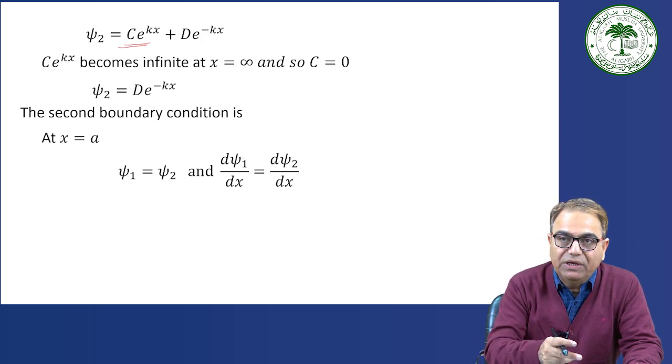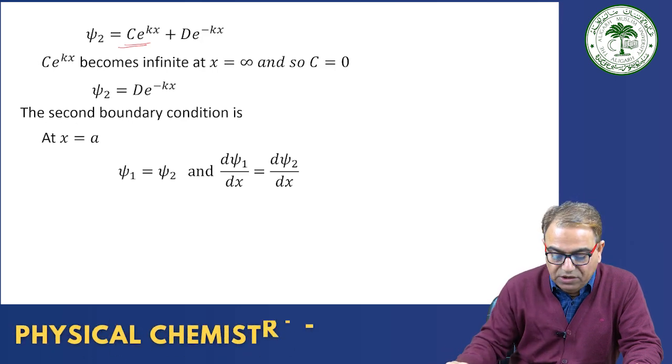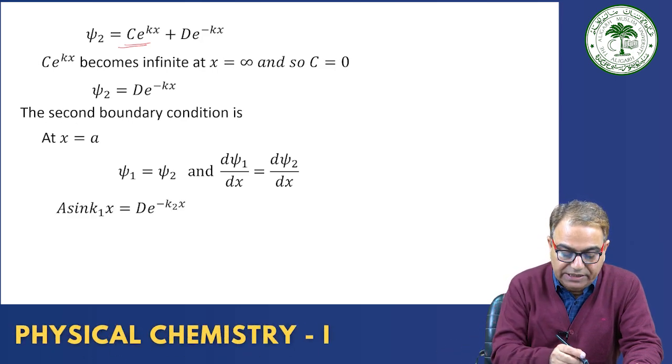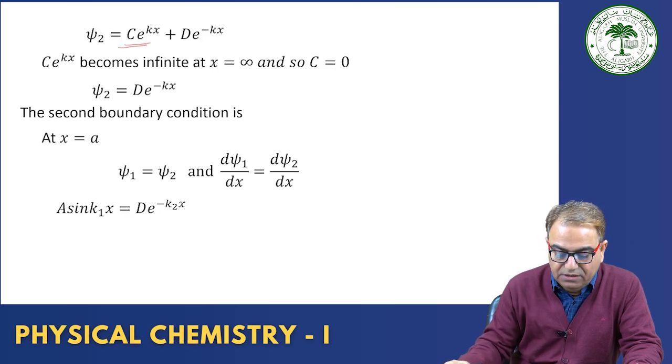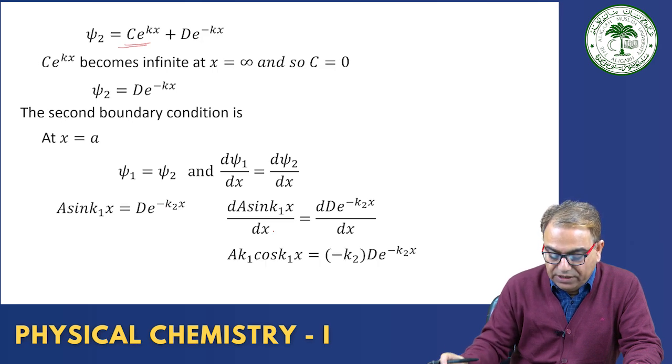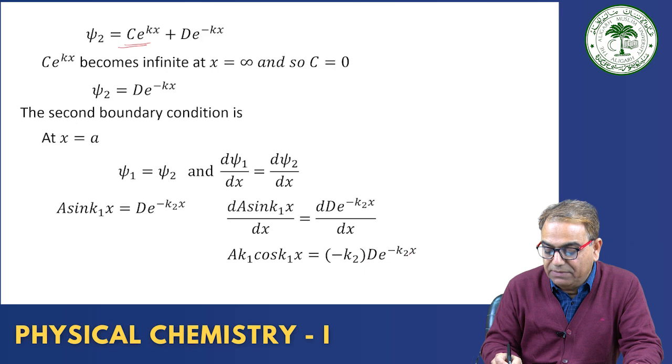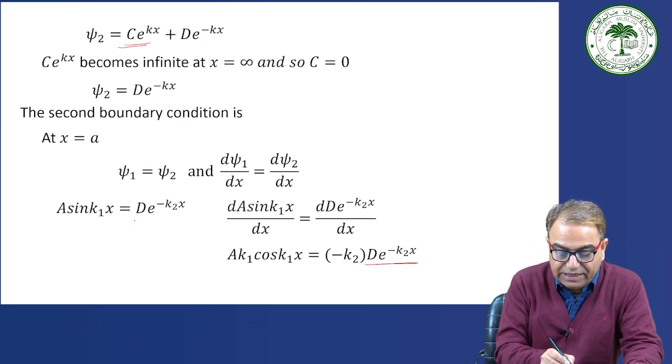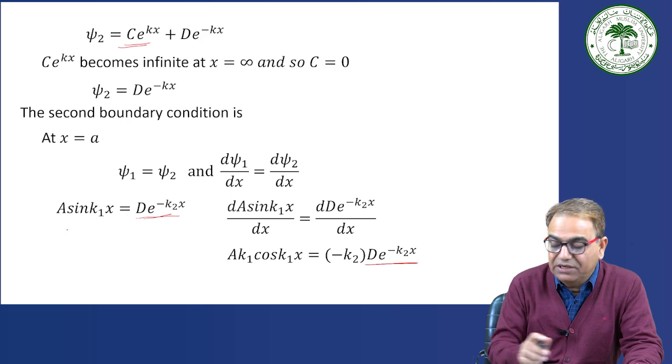Now you have the psi 1 value and you have the psi 2 value. Psi 1 value is a sin kx and psi 2 value is d exponential minus kx. So if you put these values, you can write a sin k1x equals d exponential minus k2x. Okay. And if you differentiate these functions, then what do you get? You get a k1 cos k1x equals minus k2 d exponential minus k2x. Now this part d exponential minus k2x is actually equal to a sin k1x.